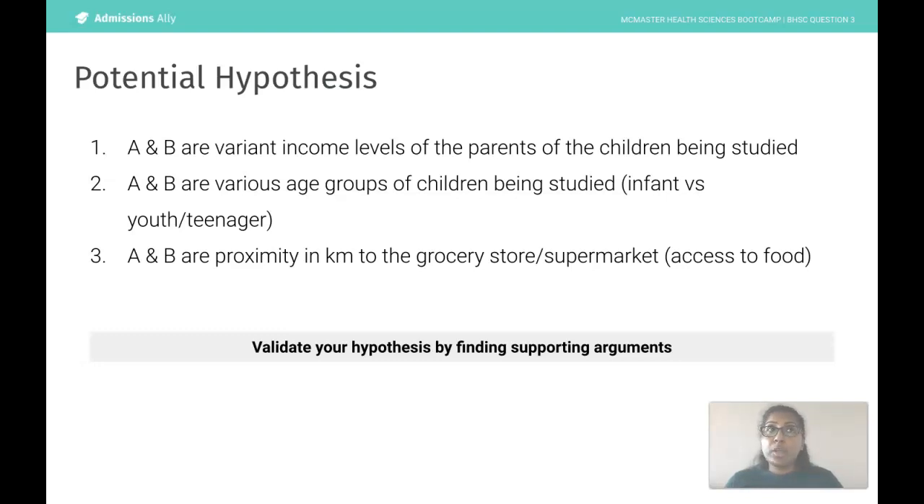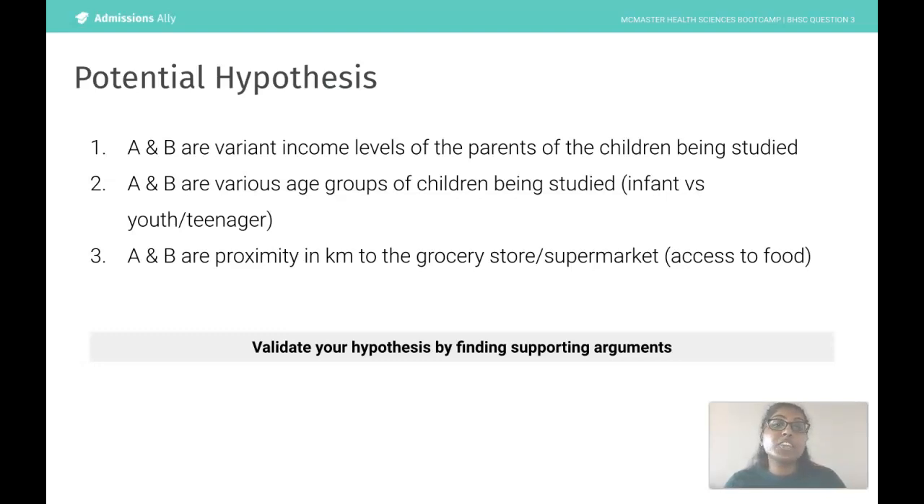In the end, I want to be able to prioritize the hypothesis that I think fits best based on the logic and the perspective that I want to take. I also want to try to see if this hypothesis fits with the other 2 observations that I made in my logic tree. So in this case, I think A and B could be either varying income levels of the parents of the children being studied.